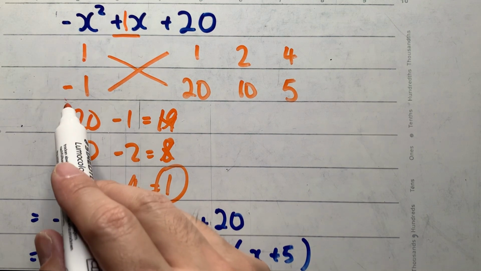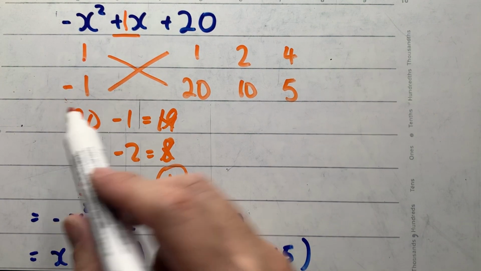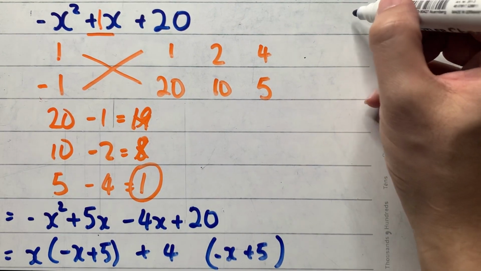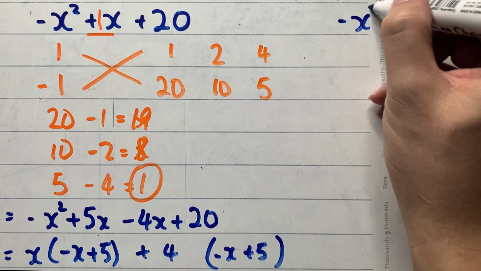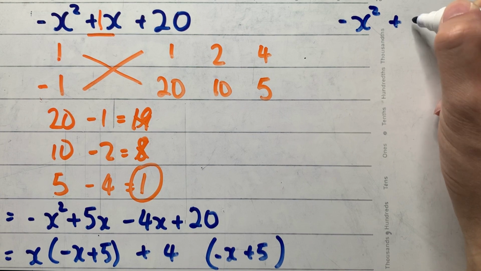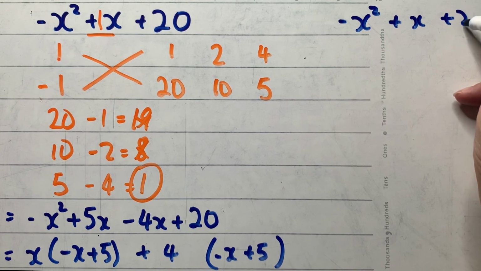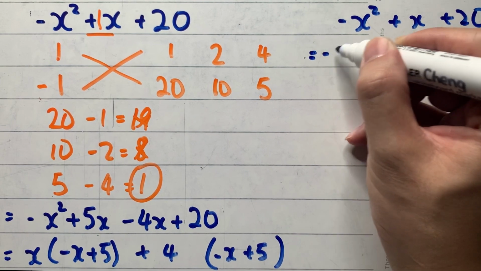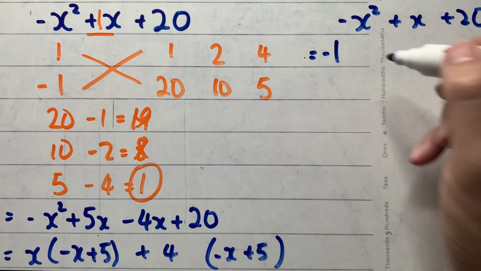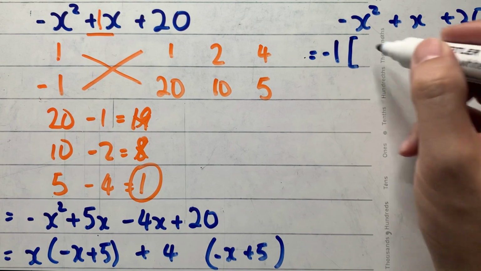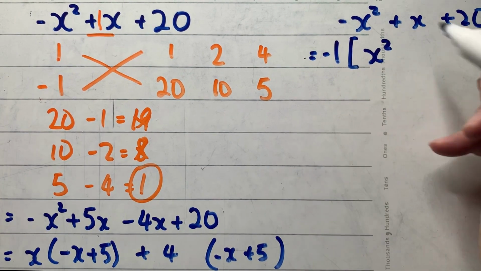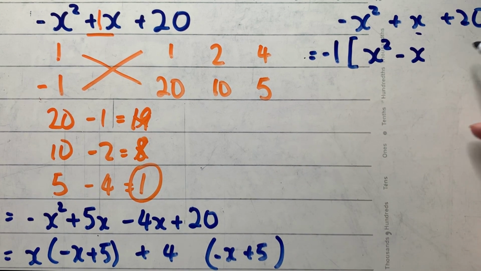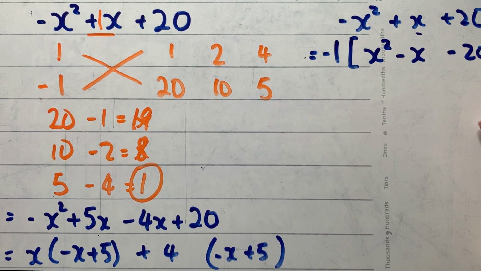If you prefer, oh, I don't really like the -1, here's an alternate method. You can start with negative x squared plus x plus 20. But for the first step, you factor out a -1. You force a -1 out of all of the terms. This becomes an x squared. Now this term becomes a minus x, and this becomes a minus 20.